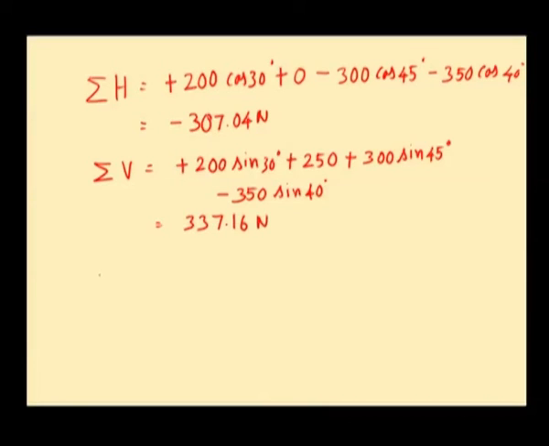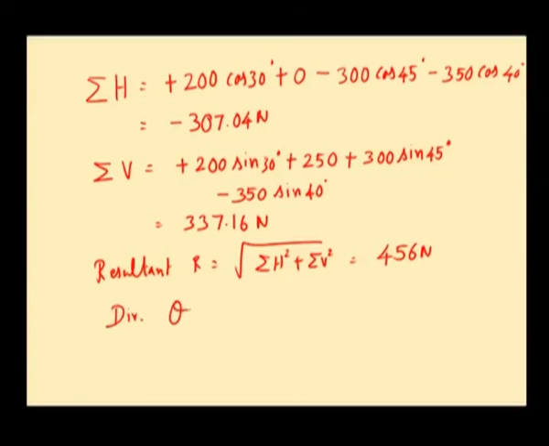So, sigma V comes as 337.16 Newton. So, the magnitude of the resultant R will be square root of sigma H square plus sigma V square. So, if you do the substitution, the final answer would be 456 Newton. Direction of the resultant is nothing but inclination theta, which is given by tan inverse of sigma V by sigma H, which comes as 47 degree, 40 minutes and 36 seconds. So, we have computed the magnitude of the resultant as well as its direction.